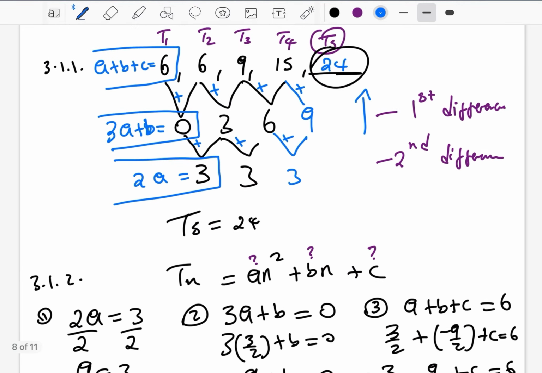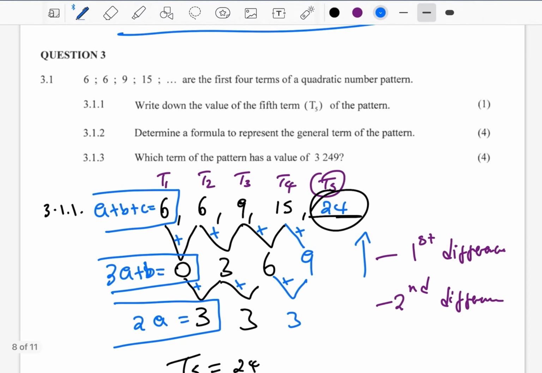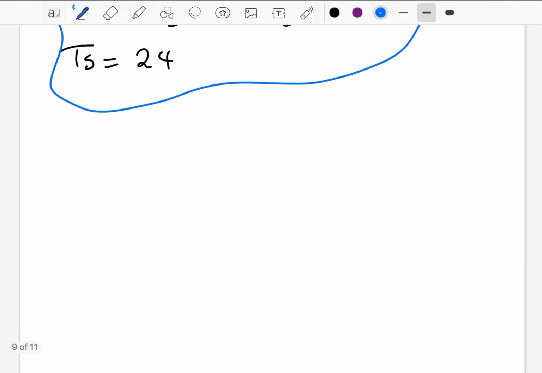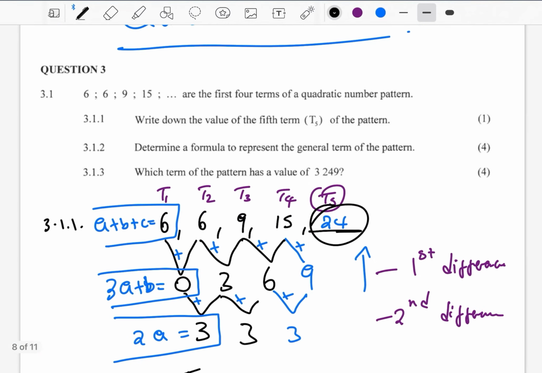Awesome. Cool. Now let's go to the last question, 3.1.3. Which term of the pattern has the value 3249? So when they say term, just know that they're talking about n. So which n of the pattern has the value 3249? They want you to find n.